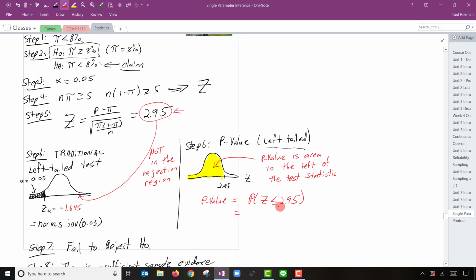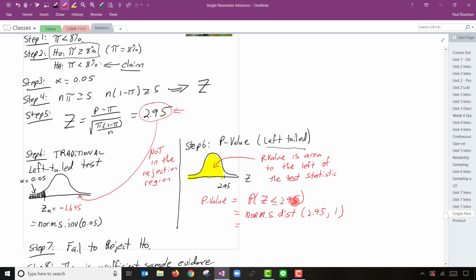You can just look up 2.95 in your Z table. Or if you had Excel available to you, you just say norm.s.dist 2.95, and yes, it is cumulative.